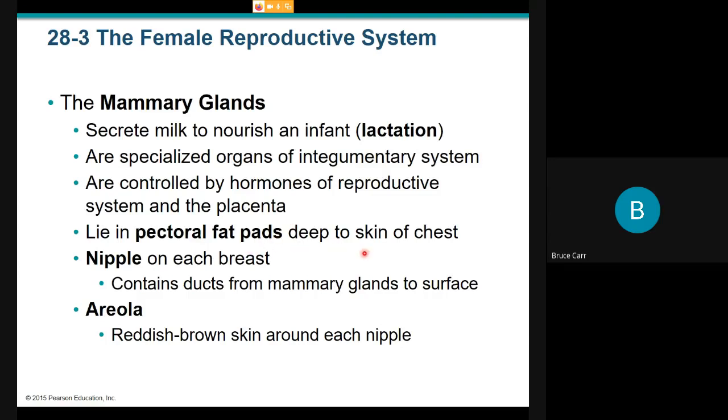There are fat pads that are deep to the skin of the chest, and a basic pathway from the lobules inside the breast to the ducts leading to the nipple, and basically providing a pathway to the surface. The areola is an area of enhanced skin development around the nipple to reinforce it and to hold it in place. It also makes it more resistant to abrasion than the surrounding skin.